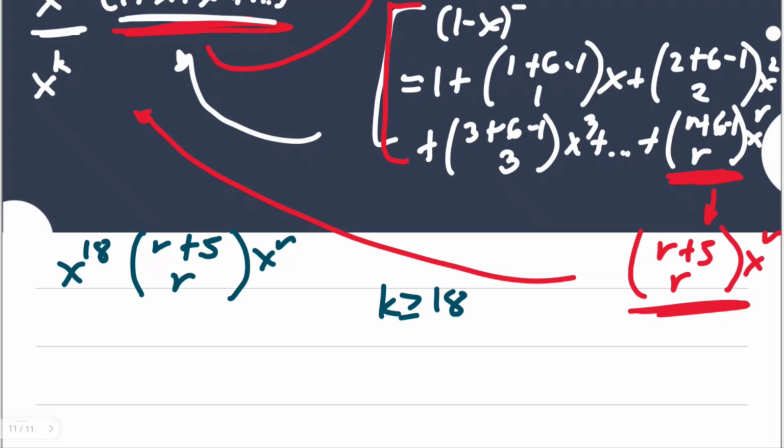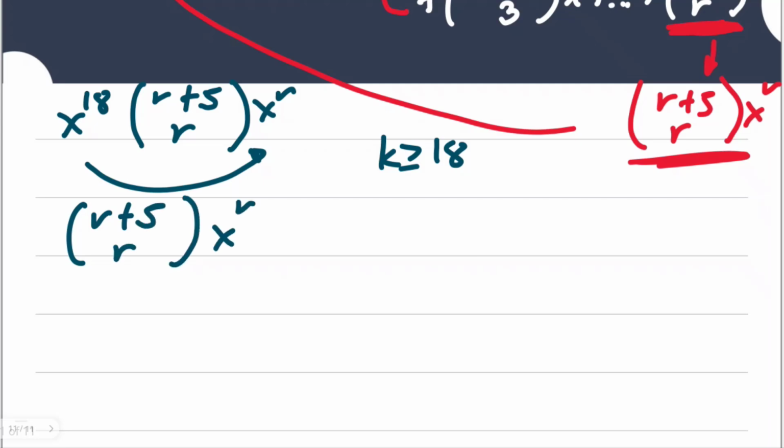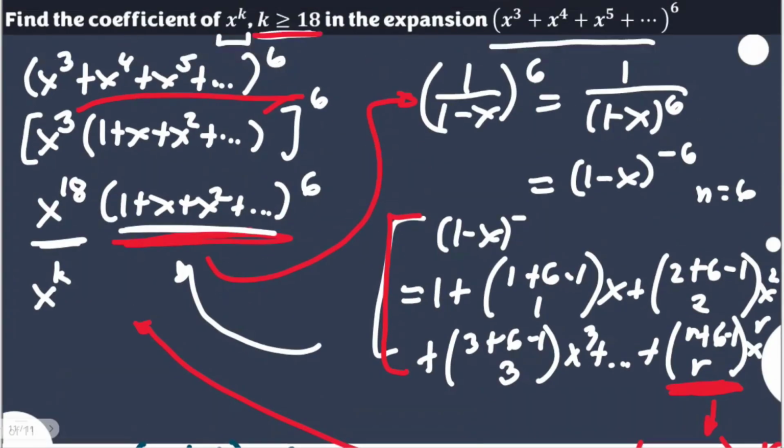So how do we look into that problem? If we combine this as mentioned, you will have r plus 5 combination r, x to the power of r plus 18, right? And this is our target for x to the power of k, where k is greater than or equal to 18. Now, we can represent our r in terms of k, where k is what we are trying to solve for, x to the power of k for all.